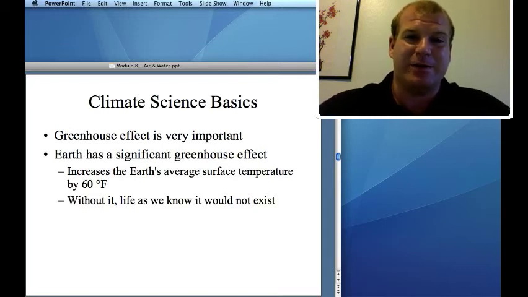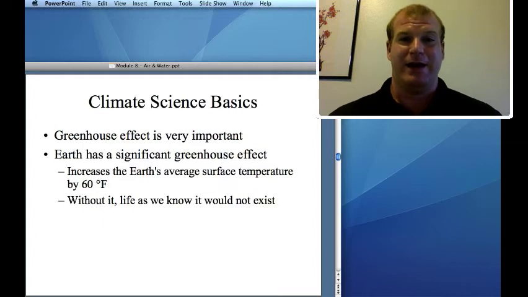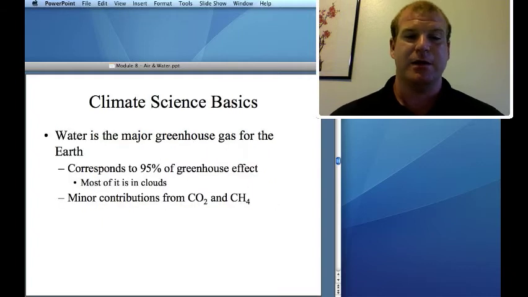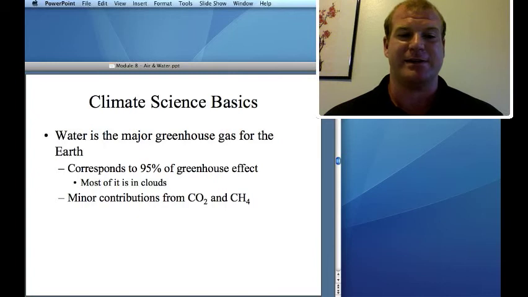Well, the Earth has an atmosphere, for one. And secondly, the greenhouse effect of the atmosphere brings up that temperature quite a bit. If we didn't have that greenhouse effect, the Earth would be much cooler and life as we know it would not exist. So where does the greenhouse effect come from? Mostly water. Water is the primary greenhouse gas for the Earth. It's a very powerful greenhouse gas.